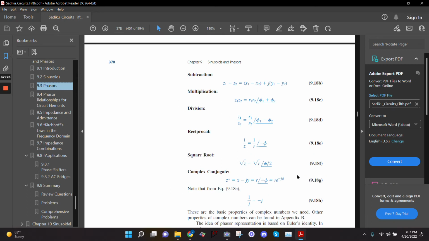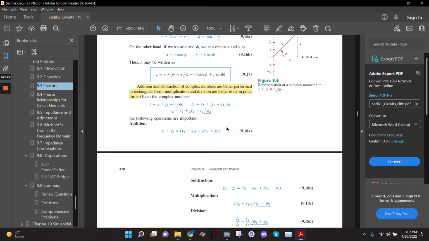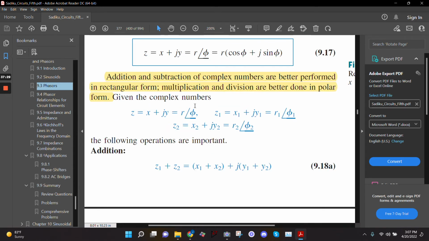So it's showing that if I... Here, addition and subtraction of complex numbers are better performed in rectangular form. Multiplication and division are better done in polar form. Polar form is phasor form. Okay, so those are going to be used interchangeably. I'm going to say phasor, they might say polar, it's the same thing.